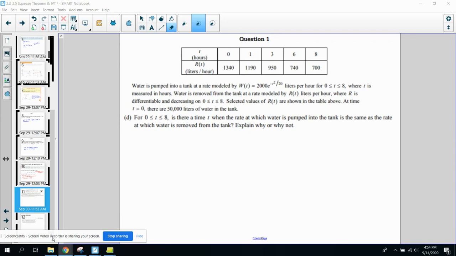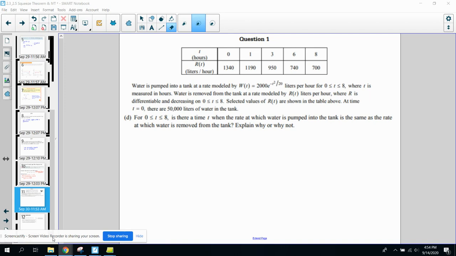Okay, so right now it's a lot of information. Basically what's going on here is that water is getting pumped into the tank. Also, water is being removed from the tank. So the amount of water in the tank is dependent on the water going in and the water going out. Okay, W of t is the water going in. They gave us a function for that. R of t is the water going out. They did not give us a function. However, they gave us this table with some values.